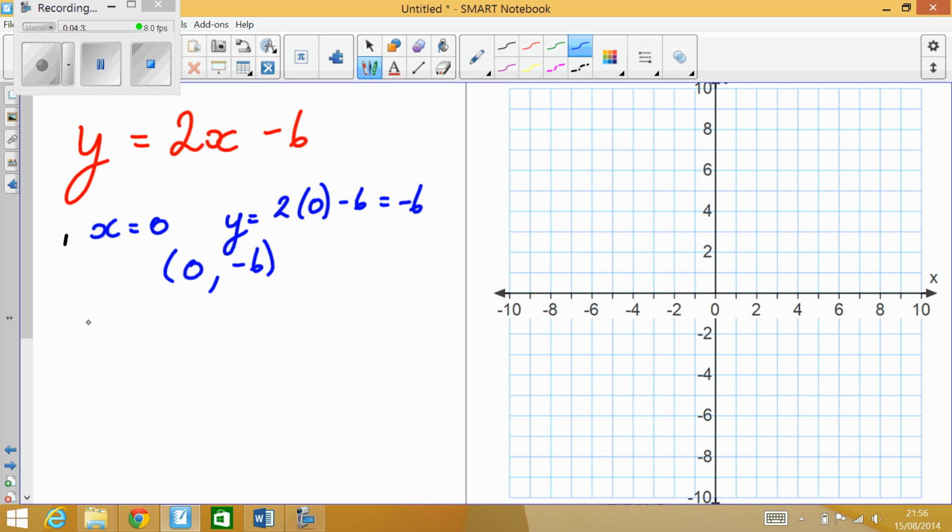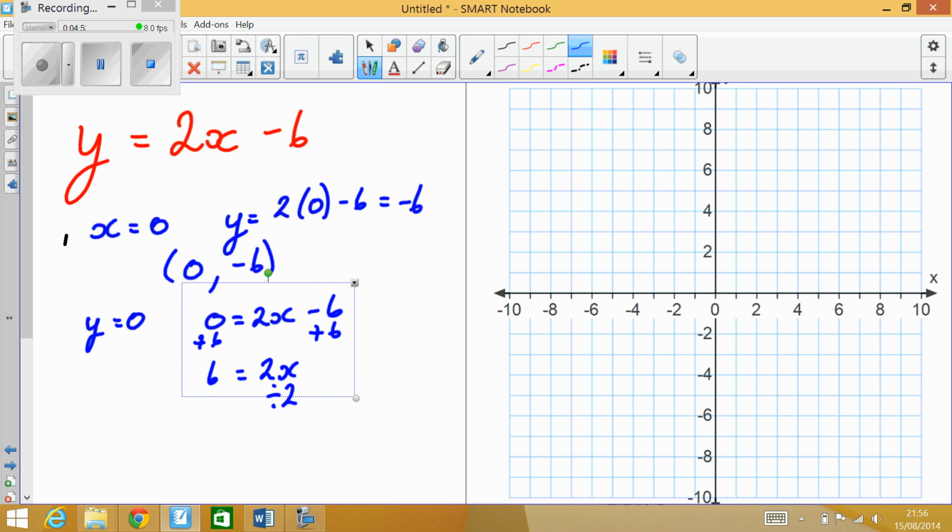I'm then going to put in my y value is 0, and I need to find out what my x value is going to be. So 0 equals 2x minus 6. So I want to add 6 to both sides. So 6 equals 2x. And then I need to divide by 2 on both sides. So x equals 3. So my second set of coordinates is 3, 0. I can then plot these 2 points on my graph.